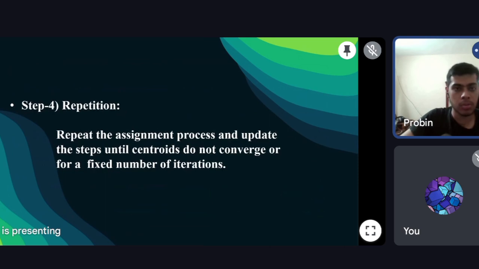The fourth step is repetition. With the updated centroids, we repeat the assignment and update steps until the centroids converge, that is, they no longer change, or for a fixed number of iterations given in the question.